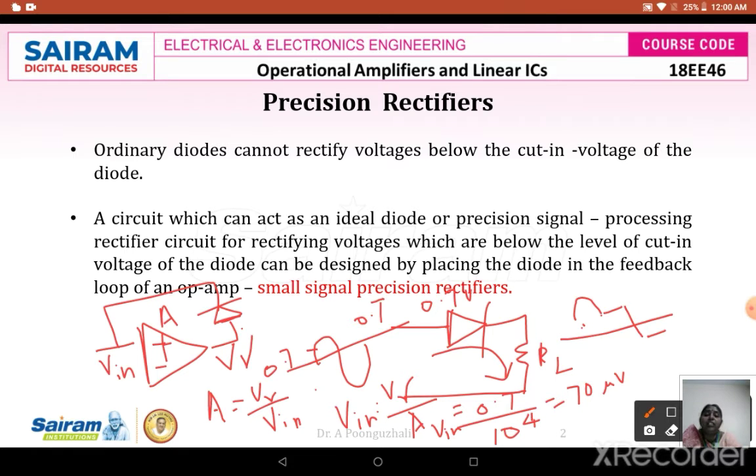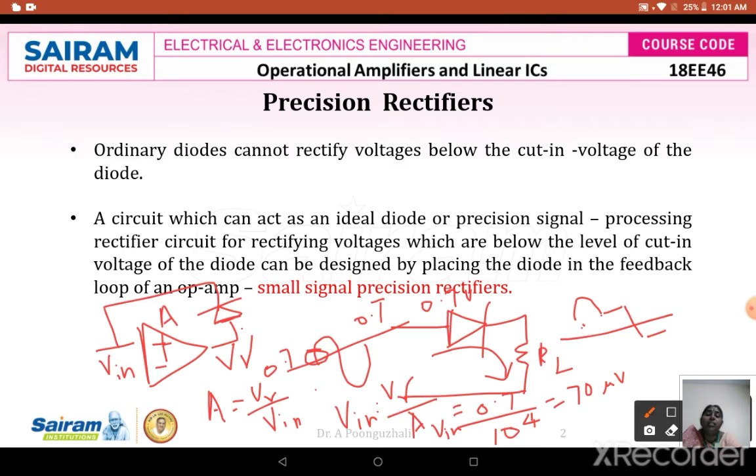That means this region can also be rectified by using a diode in the feedback path of your operational amplifier. So we say that a circuit which is going to act as an ideal diode or a precision signal processing rectifier circuit cannot rectify voltages below the threshold level, that is the cut-in voltage of the diode. But it can be rectified by placing the diodes in the feedback path of the op-amp.